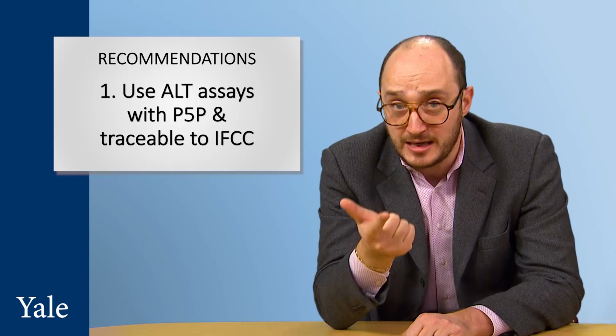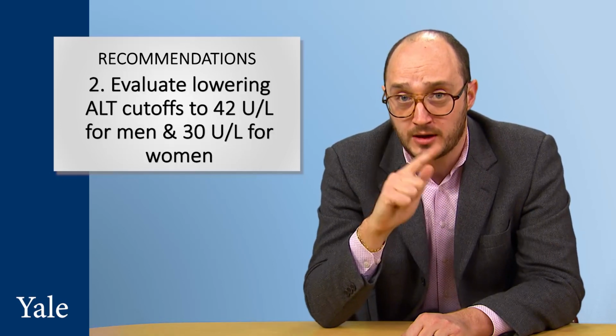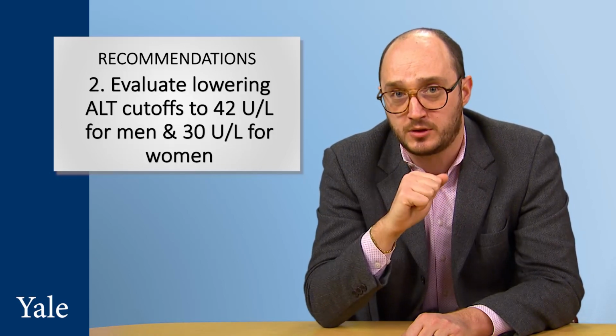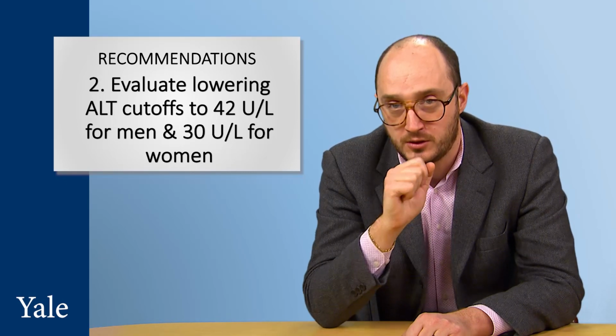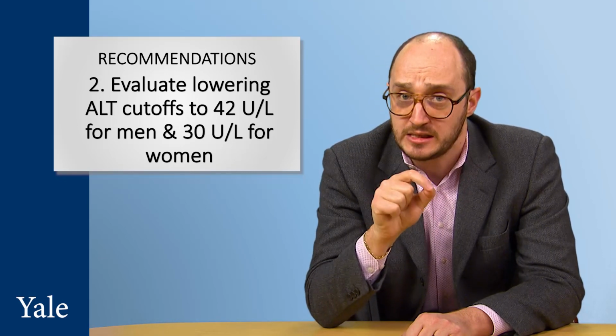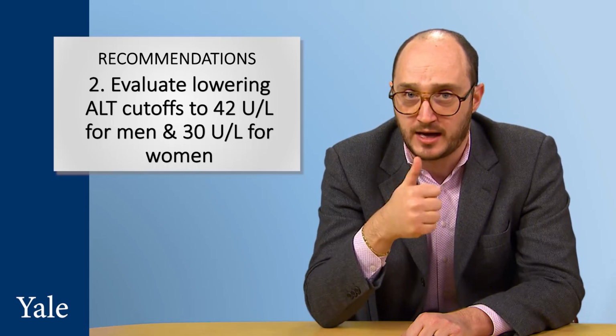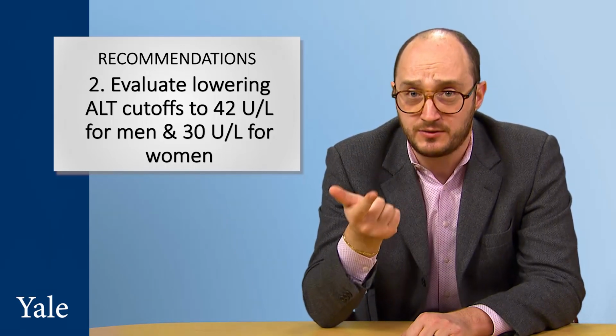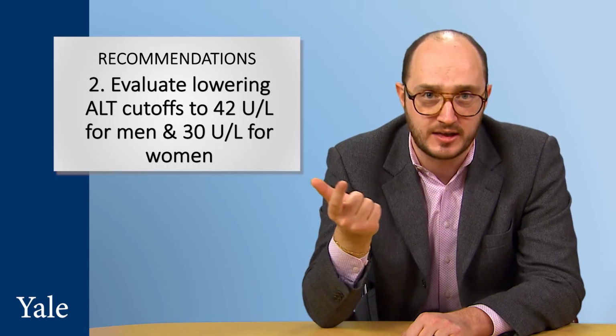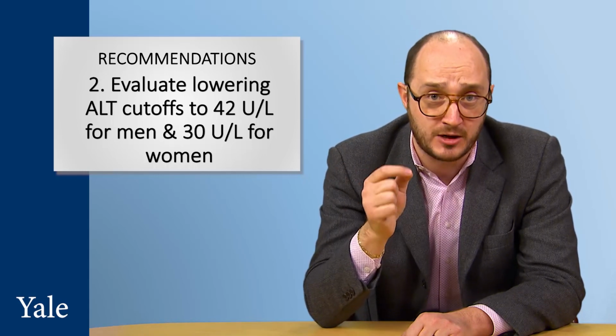If you are already doing that, evaluate lowering your ALT cutoffs down to at least 42 units per liter for men and 30 units per liter for women. These decision limits will improve our sensitivity for detecting steatosis, which is fatty infiltration of liver cells, and significant liver fibrosis, which is tissue thickening and scarring, helping us better predict liver disease earlier. For boys and girls, keep using the appropriate caliper reference intervals for now.